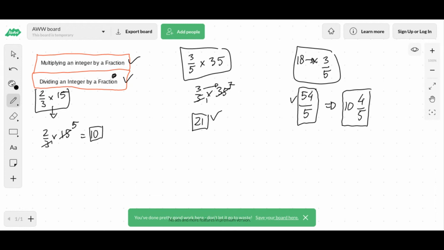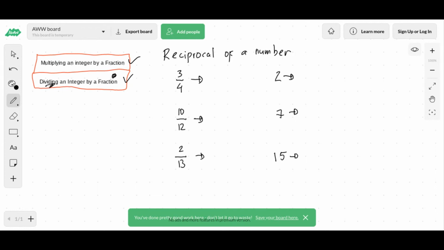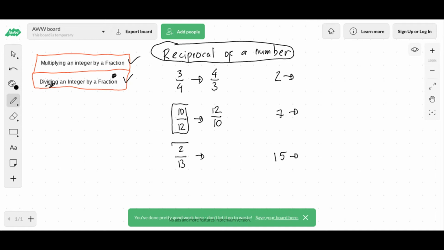Before we go to dividing an integer by a fraction, let's see another important keyword, which is reciprocal of a number. So, when you are asked to find the reciprocal of 3 over 4, you just simply swap the position, which is 4 over 3. The same thing, the reciprocal of 10 over 12 will be 12 over 10, and the reciprocal of 2 over 13 will be 13 over 2. So you just change their position.